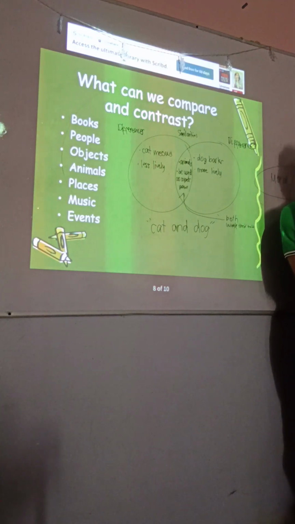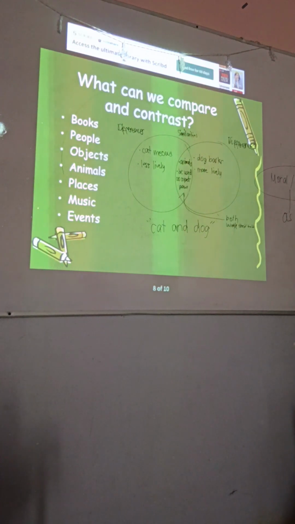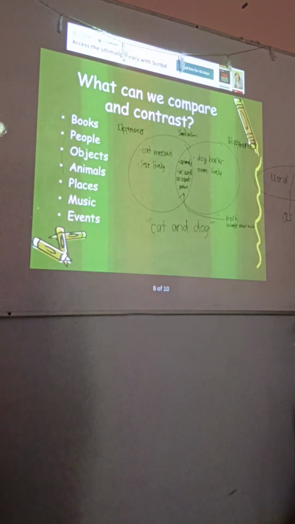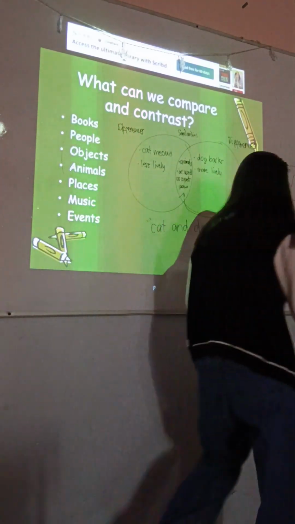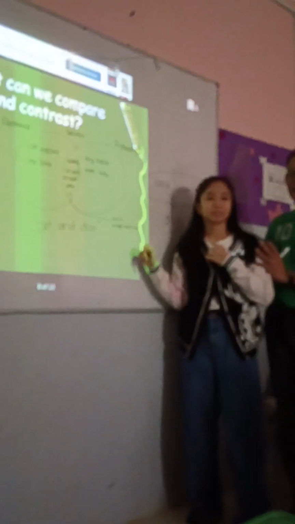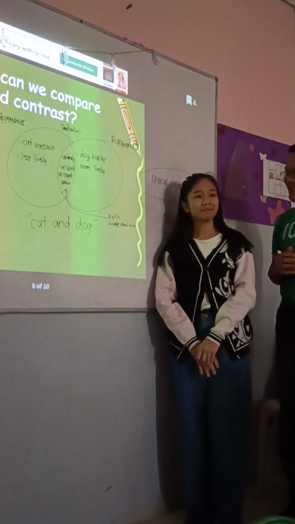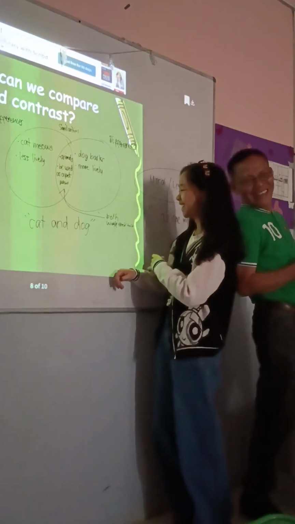The last one is objects, right? Did anyone sign up? Books, people, objects, animals, places, music, and events. Simon, you can stay. Listen to Simon, small but terrible. Sir Simon.